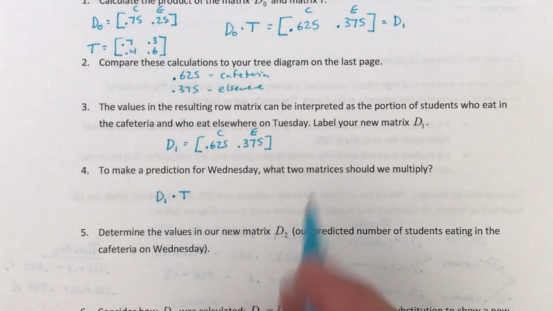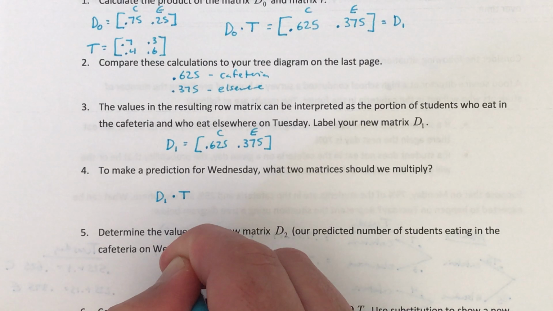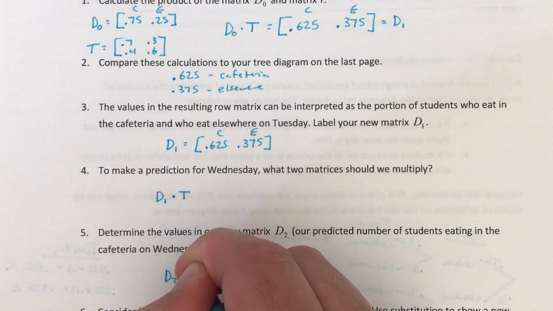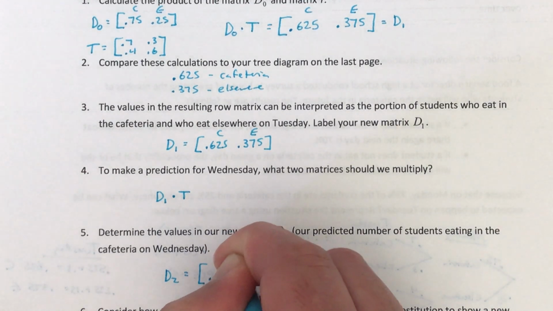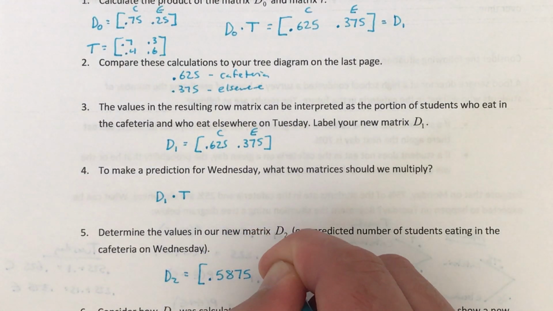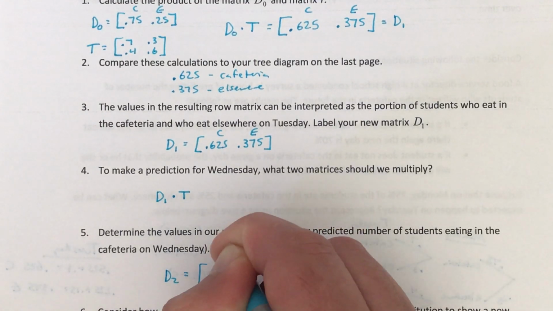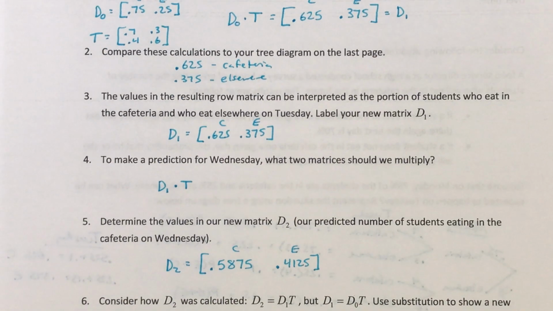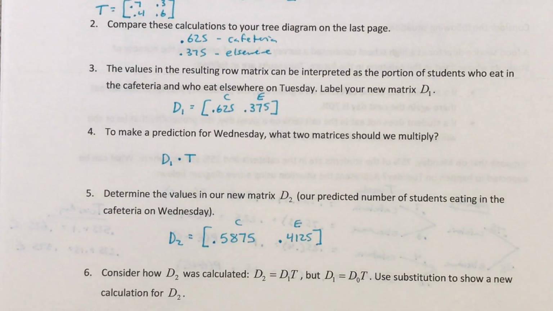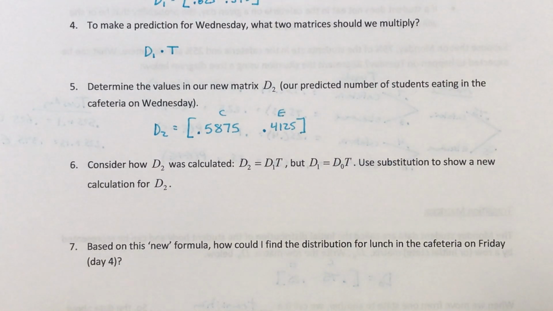But D sub 1 times T will give me D sub 2, which should come out, if you do this correctly, to 0.5875 and 0.4125. Again, for the cafeteria and elsewhere. All right. Just about done here with our notes.